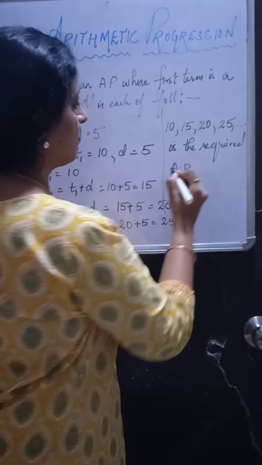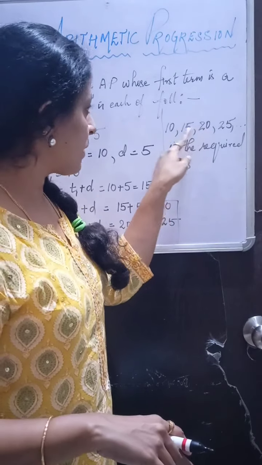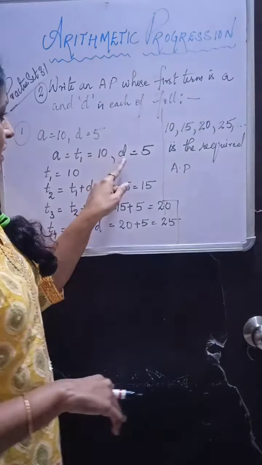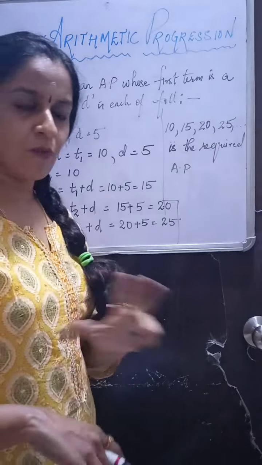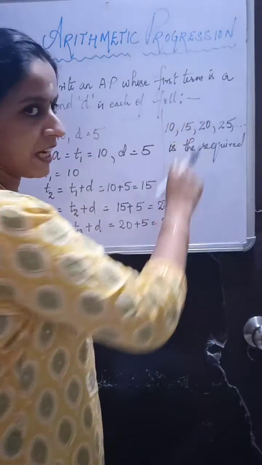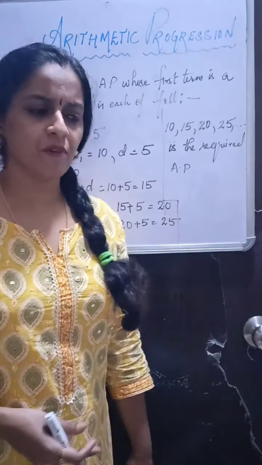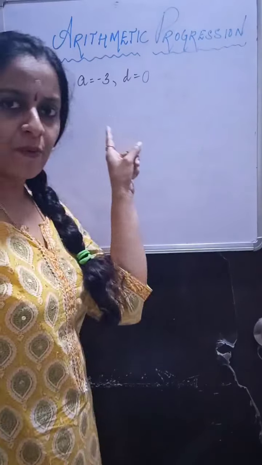Please check. 15 minus 10, 5. 20 minus 15, 5. So we are getting common difference as 5. How will you get the next term? By adding 5 to the previous term, you will get the next term. Then take the second question. Do the same way.